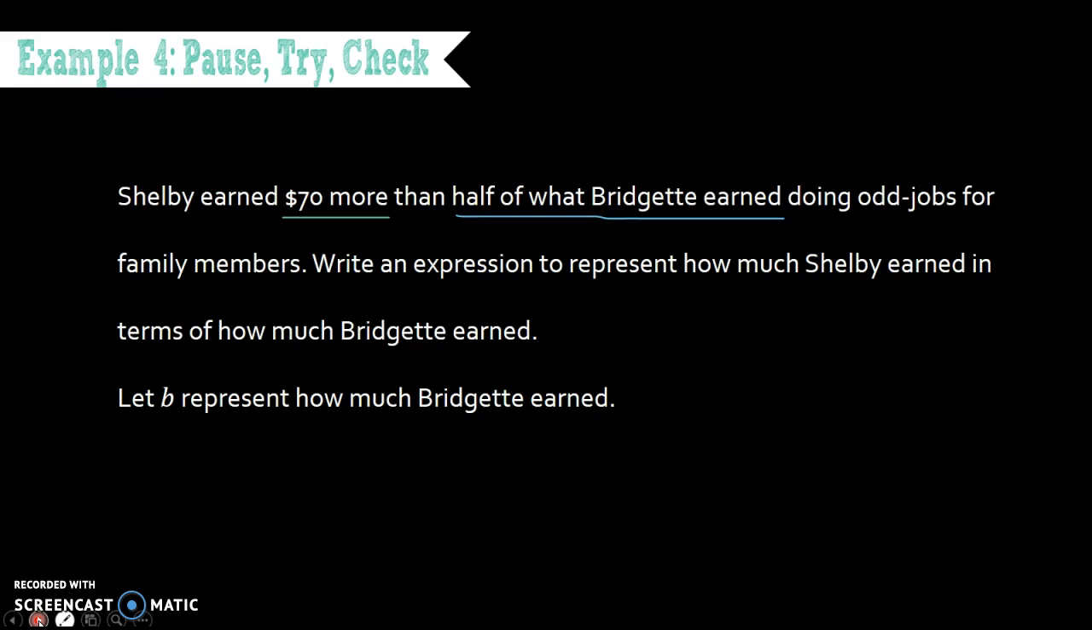$70 more means we're going to be adding 70 to whatever the other piece is. So the blue piece right here, half of what Bridget earned means we're going to take half of B. This word, than, is a flip-flop word. It tells me to reverse the order of what I see. So when I write the expression, the 1/2 B will come first, and the plus 70 will come second.